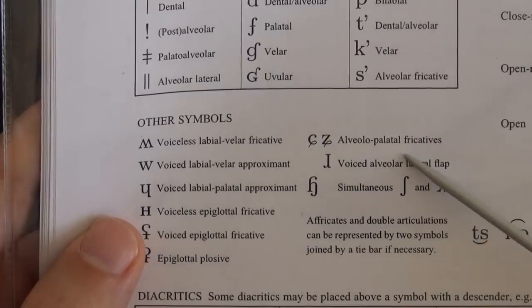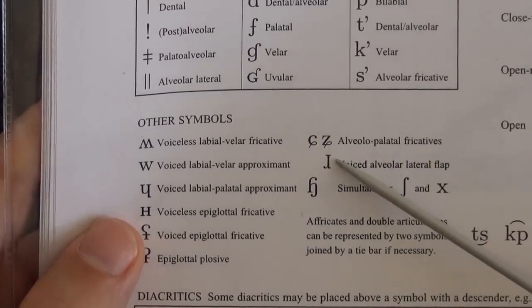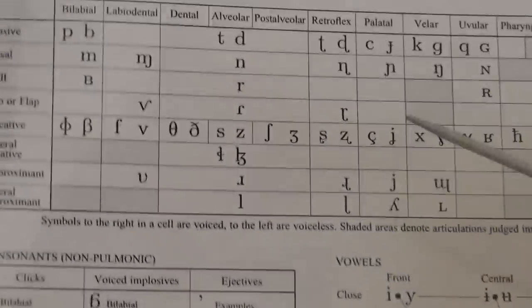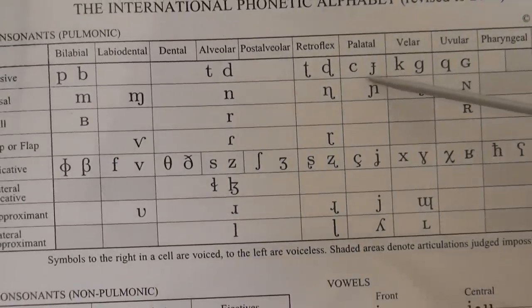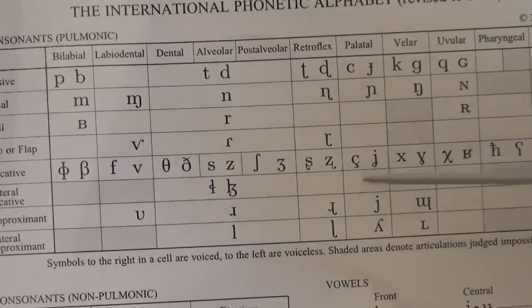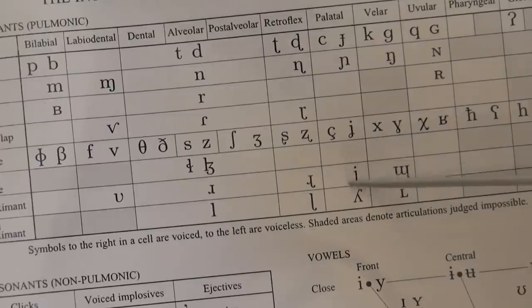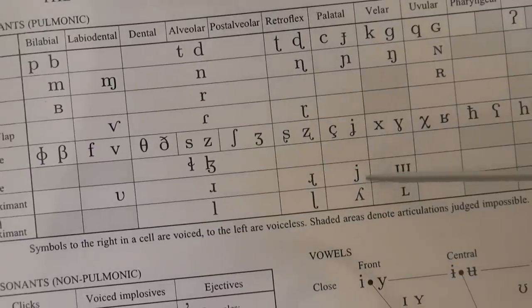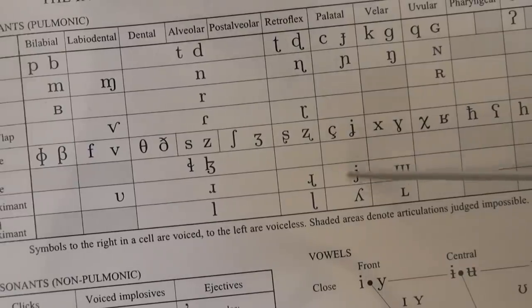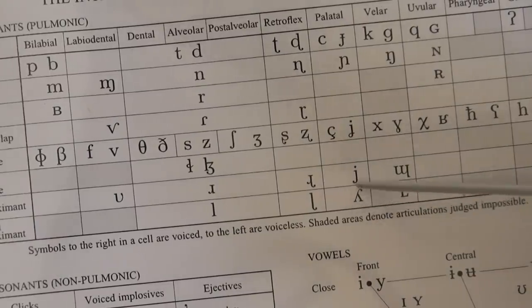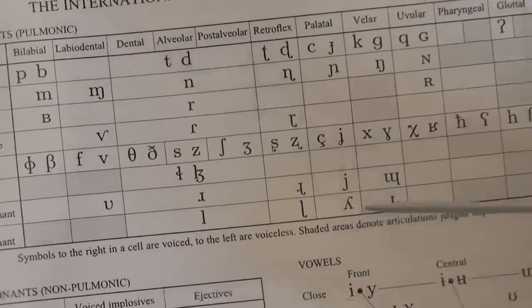Alveolo-palatal fricatives. Or if it's the other way around, I'm not sure. And the approximant, I guess it's kind of y, y, y, that I use a lot in Swedish, for example. This one I'm not sure.